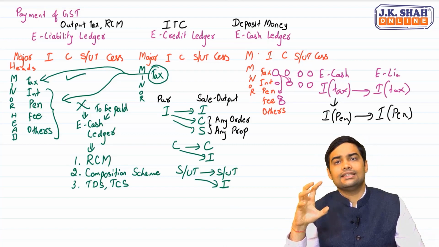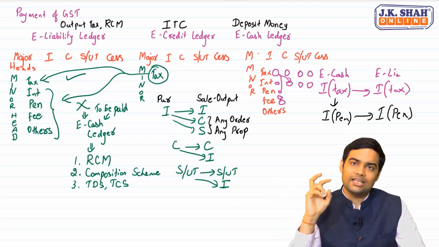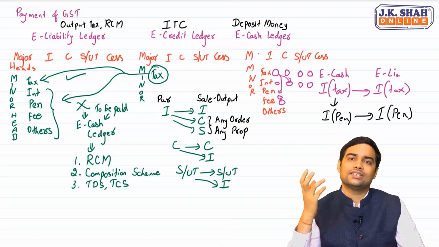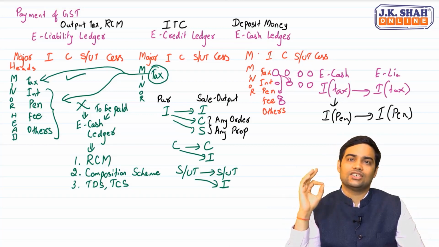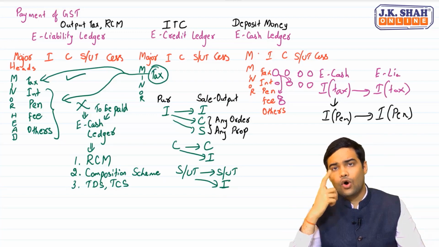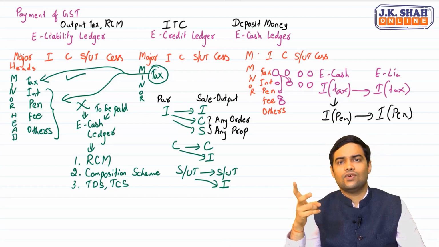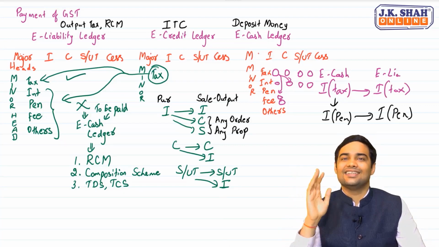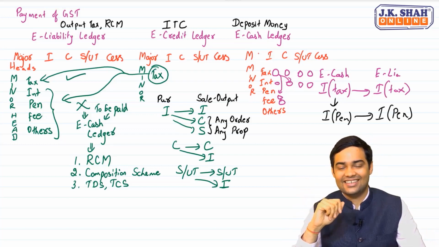E-cash ledger is strict. A particular major minor head can be used only against that major minor head, but there is flexibility given that you can transfer the amount from one subledger to another subledger. No restrictions at all. There is a form GST PMT 09 which is filed to transfer money within e-cash ledger. Remember one thing, this is not allowed for e-credit ledger. The same thing cannot be done there.